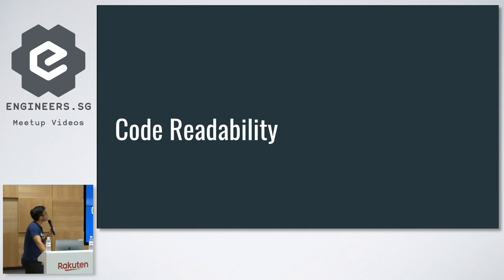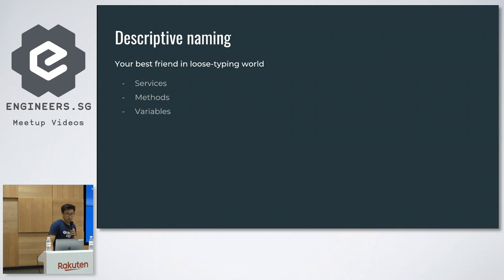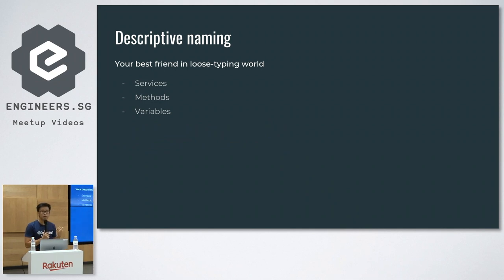Okay, so let's move on to code readability. So far we've covered predictability and searchability. Inside the loose typing world, descriptive naming is your best friend. It's the only thing that can tell you what to expect before you do something.